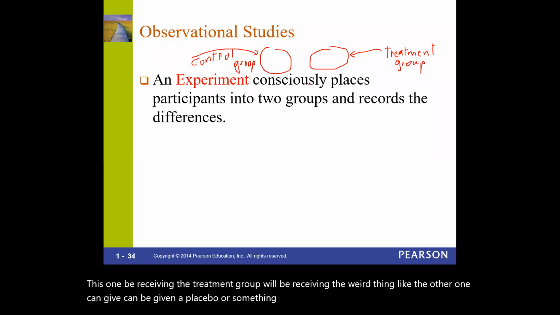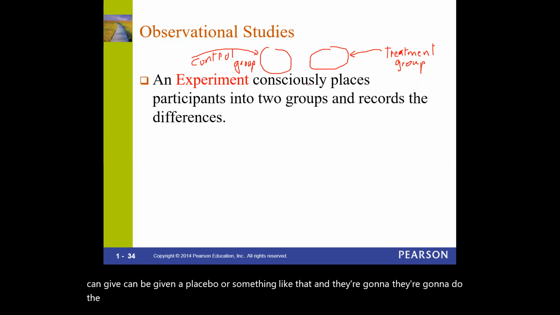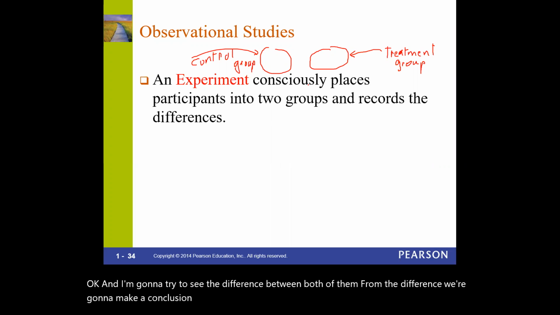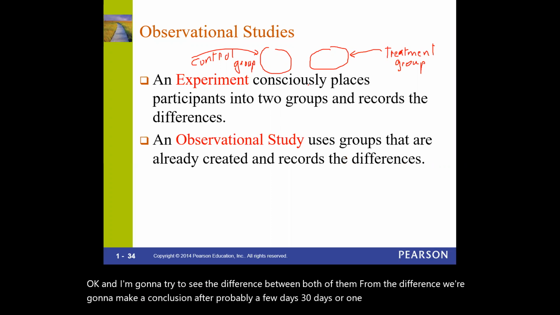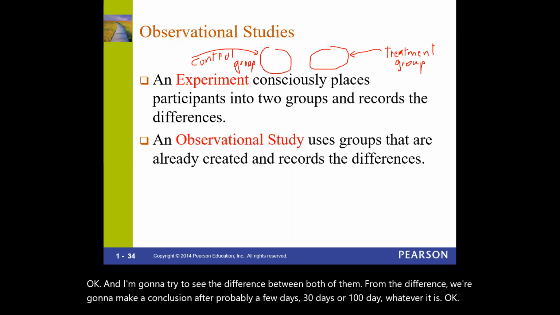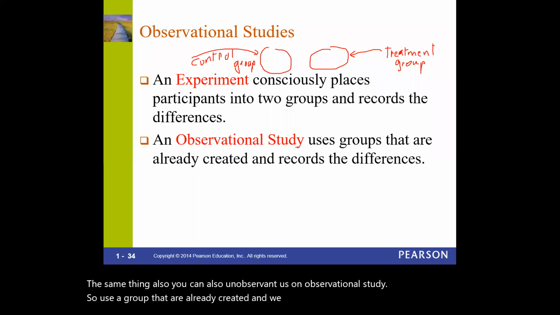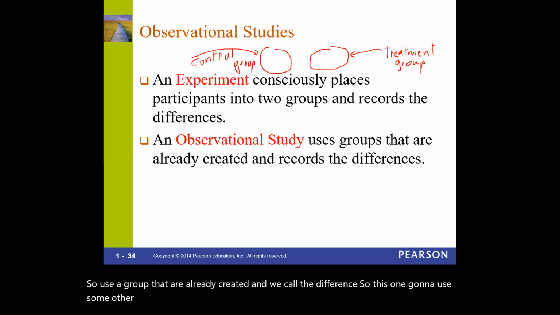And then you're gonna do the experiment. Okay, and then you're gonna try to see the difference between both of them. From the difference, we're gonna make a conclusion after probably a few days, 30 days, or 100 days, whatever it is. Okay, so the same thing also, you're gonna do an observational study. So use groups that are already created and we call the difference.